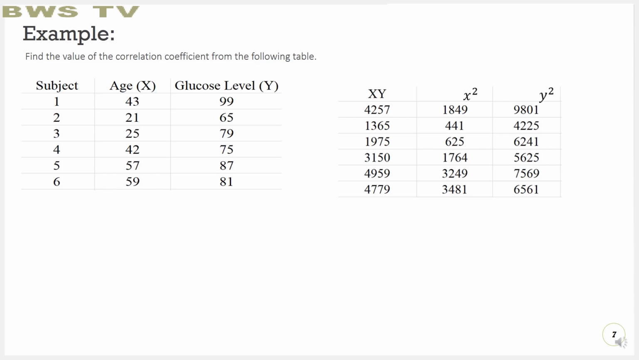Then we have the summation of xy. To get that, add all the numbers in the column under xy. So it's equal to 20,485. Same with the x squared, add all the numbers, and we have 11,409. With the y squared, 40,022. Same with the summation of x, just add all the numbers under the column. So we have 247, same with the y, 486. And count how many numbers are there. So there's 6. Your n is 6.